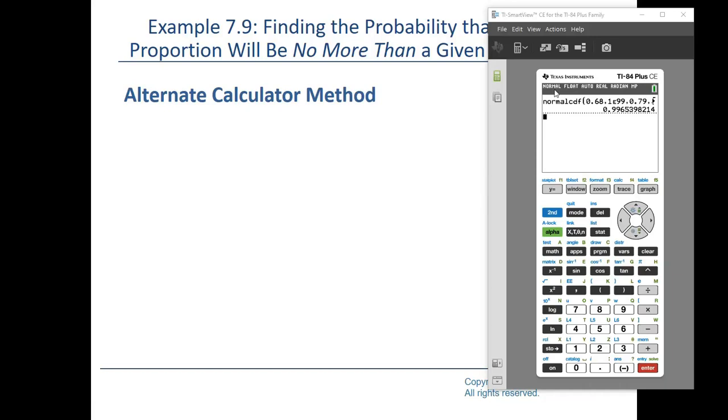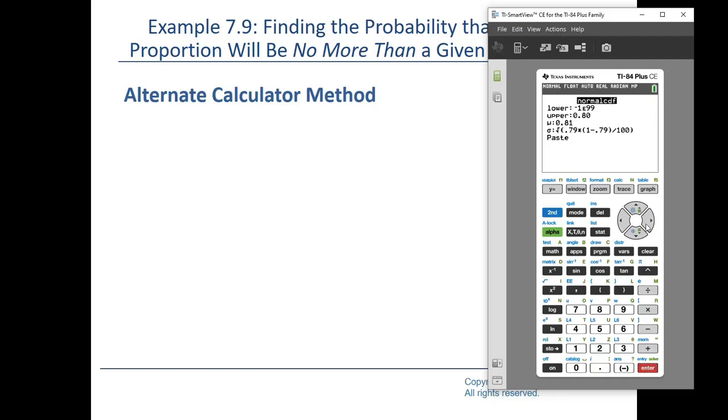So since there's nothing really special that I need to worry about because it's got a lower bound and upper bound, I'm just going to clear up my home screen and start fresh. So second vars, number 2 for our normal CDF. Now this time I said it was negative infinity. So I have -1 second comma to get our special E, 99. And then here we've got our nice lovely 0.80. And remember what our proportion there for the population was, 0.81.